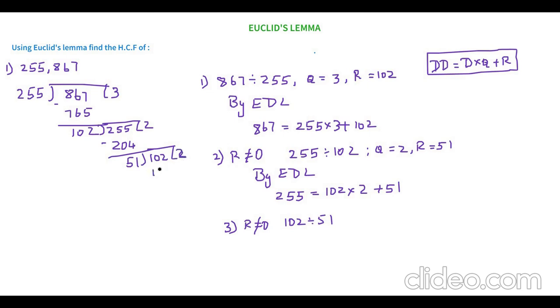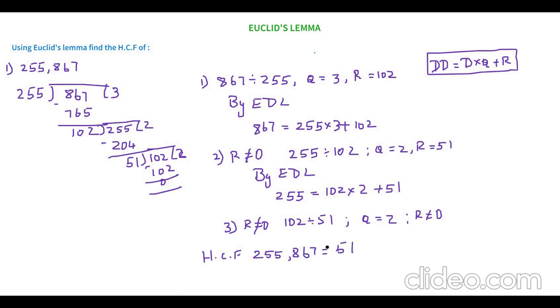So here it is 102. When we subtract, now we got our remainder as 0. Right? So now here what we will write is, our quotient is 2, our remainder is 0. Right? So now we have got our remainder as 0. So since the remainder is 0, the HCF of 255 and 867 equals 51.